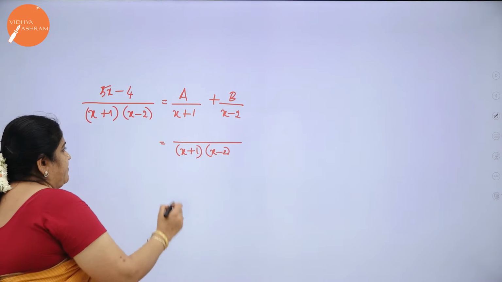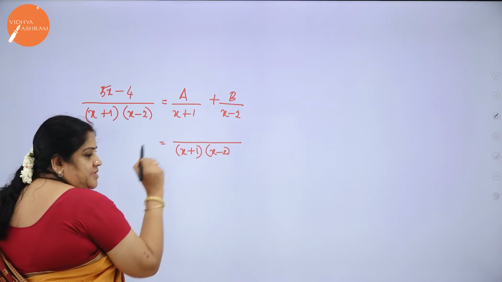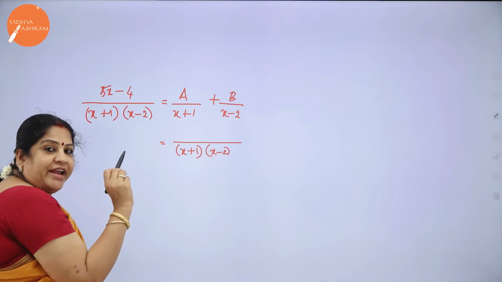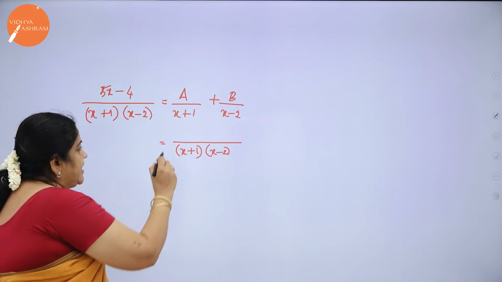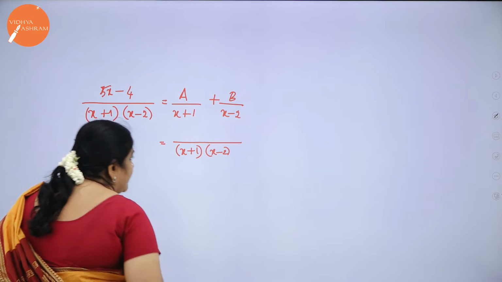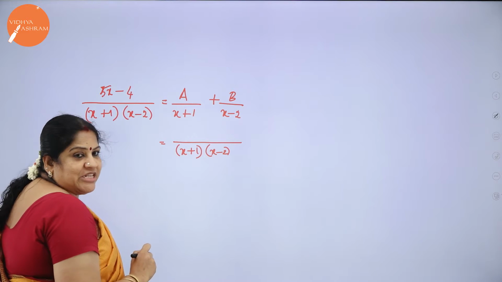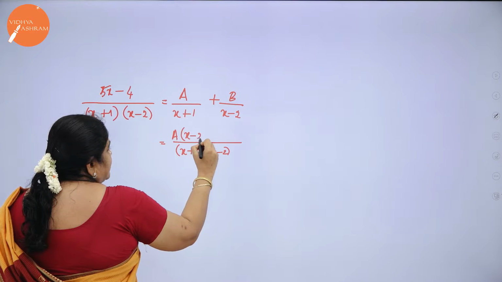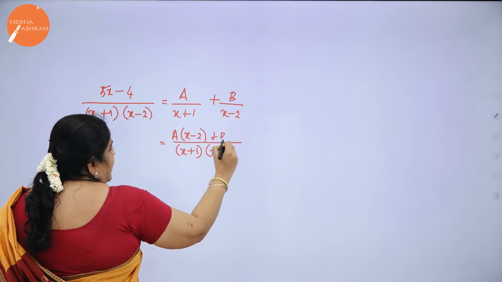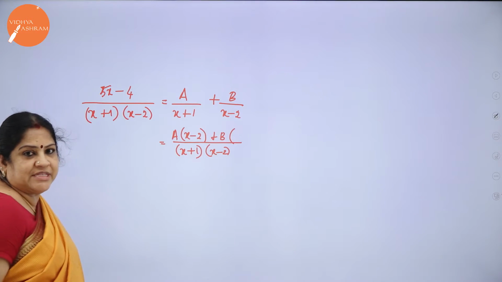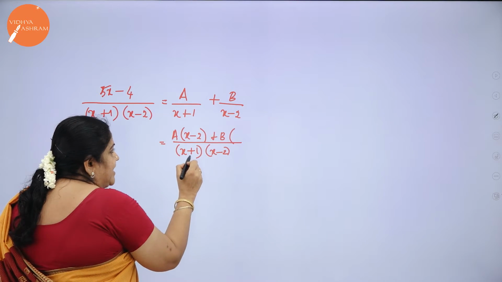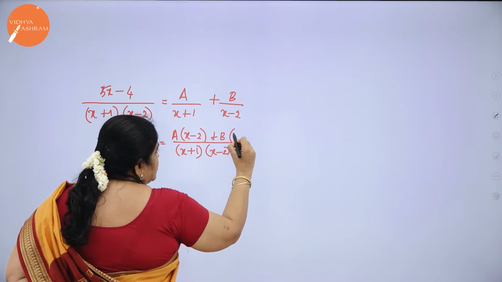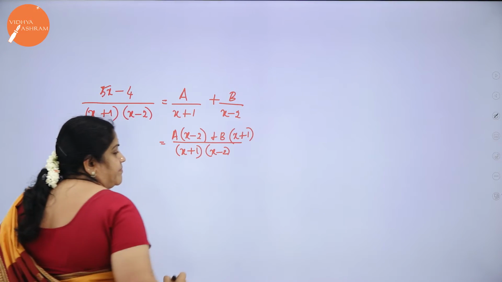So, how do we find out the terms in the numerator? Compare the LCM with each denominator, and find out which term is missing. Here, which term is missing? X minus 2 is missing. So we write it as A into x minus 2 plus B into, now here which term is missing? It's x plus 1. Compare the LCM with the denominator. Which term is missing? x plus 1. So we write it as x plus 1.